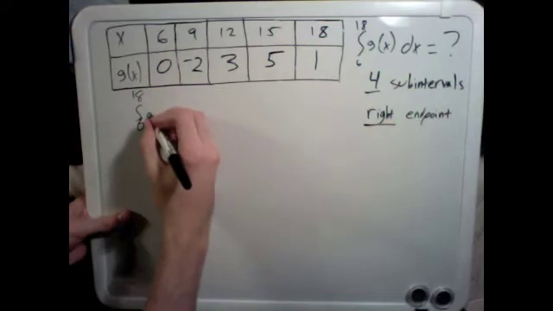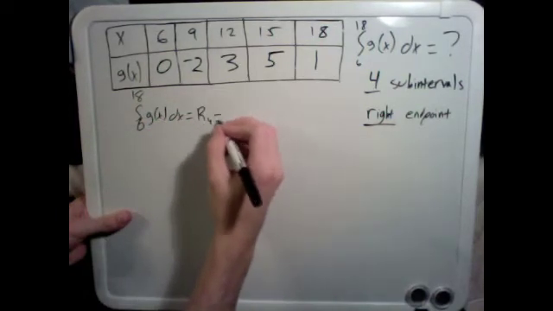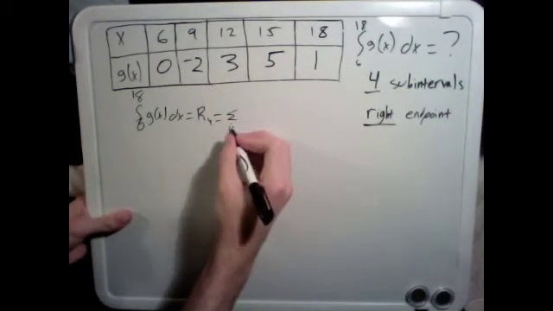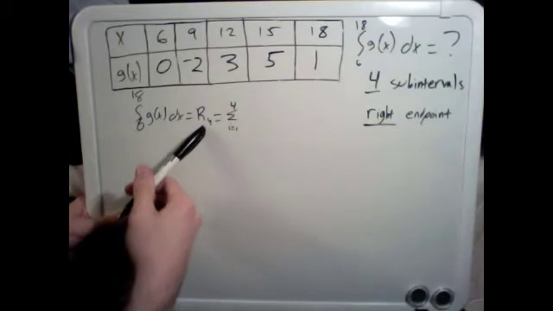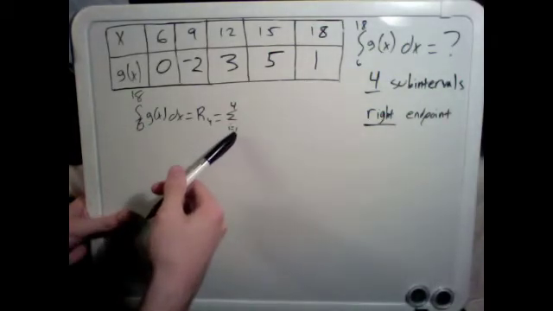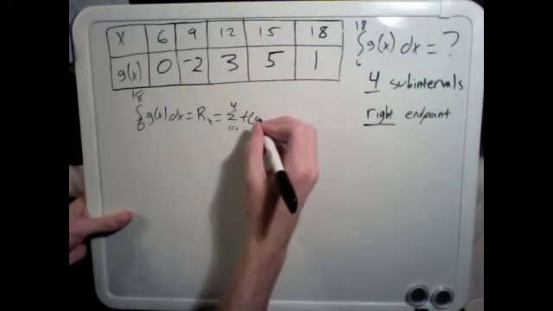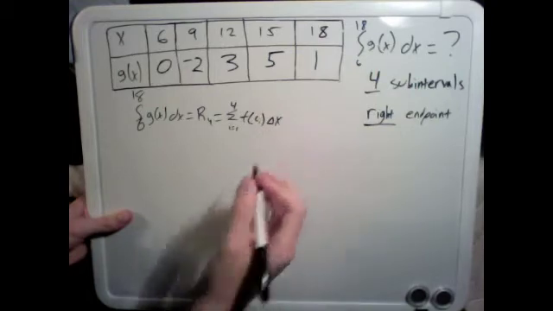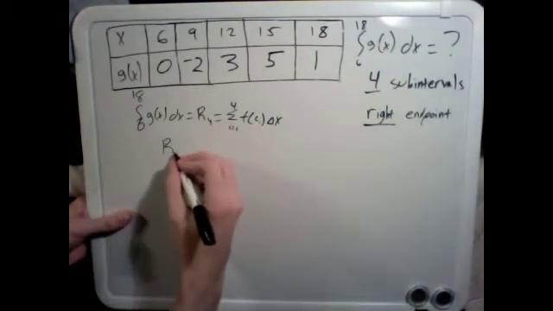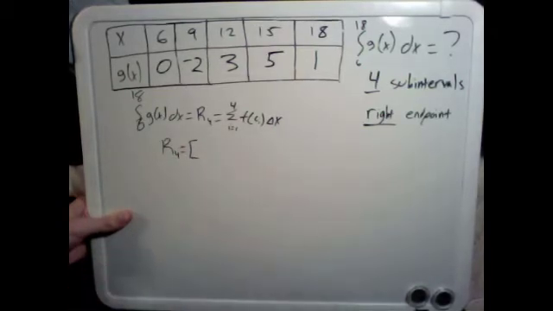So the integral from 6 to 18 of g of x dx is approximately equal to R4. That's the sum from i equals 1 to 4, which just says that we're going to have a Riemann sum approximation, and this is the sum from 1 to 4 of g of ci times delta x. So our R4 is what we're going to find next.